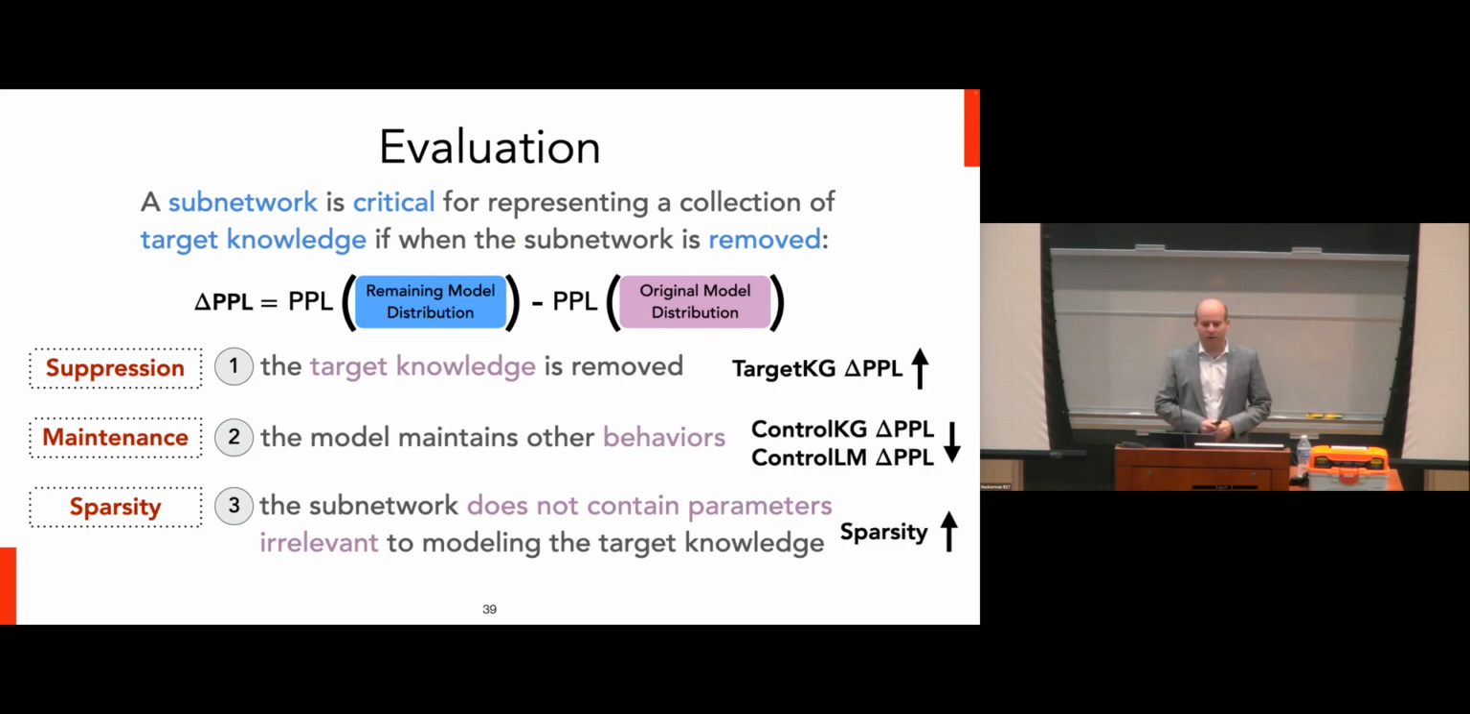And in general, what we want to see is that the change in perplexity on the target knowledge is very high, indicating that the model has become a lot less confident about the completions of the target knowledge prompts. In other words, that knowledge has been suppressed. And then for the control data sets, we want to see that the delta perplexity is close to zero, because that means it's maintained its exact same confidence on these pieces of knowledge. And then finally, we want the sparsity to be high because we really want these subnetworks to be as small as possible.